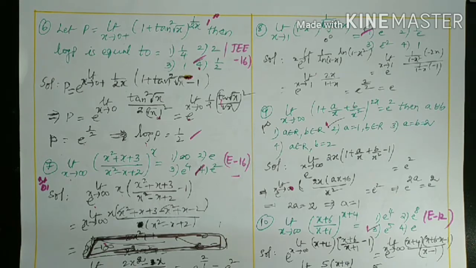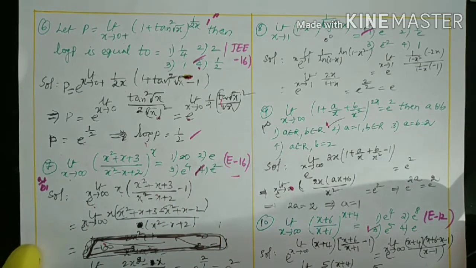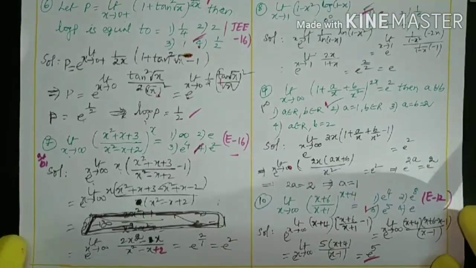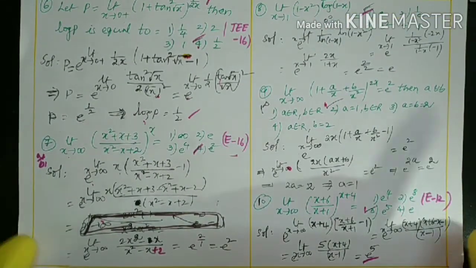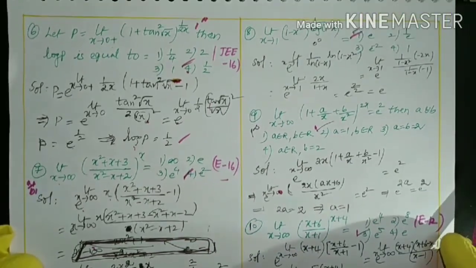As usual, in the limit at infinity case, the a1 by b1 formula applies here also. The x square quotient is 2, that is a1, and the x square quotient is 1, so 2 by 1 is 2. That means e square. That's it. E square means which option? The fourth option. We can solve the questions easily like that. There is no difficulty at all. We have to concentrate on the main steps, then it is mostly helpful to you.